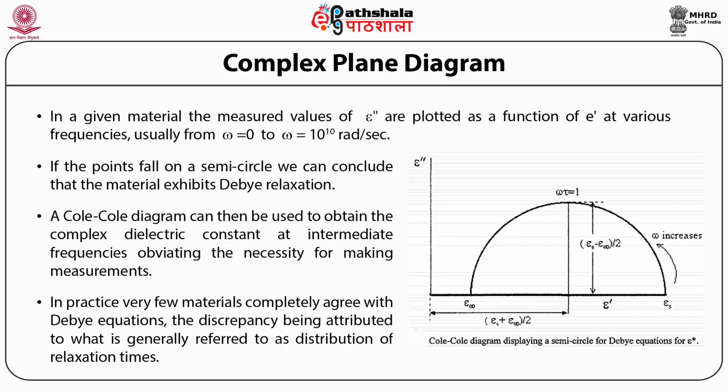The figure shows the Cole-Cole diagram displaying a semicircle for the Debye equation for epsilon star. Epsilon infinity, epsilon prime and epsilon s are on the x-axis, whereas epsilon double prime is on the y-axis, and omega tau is equal to 1 is at the center.